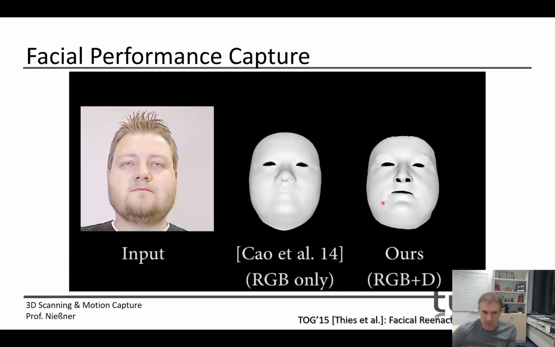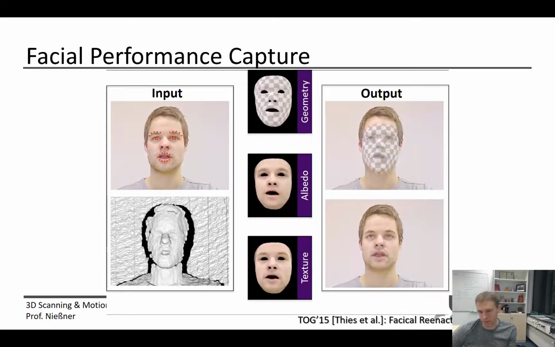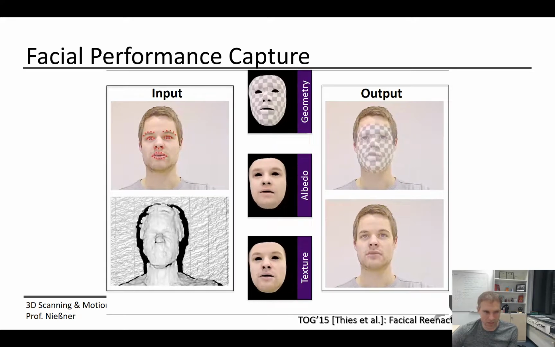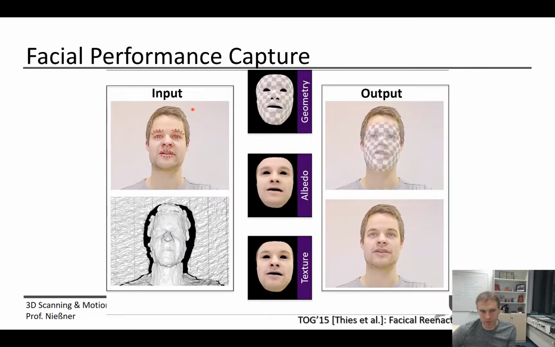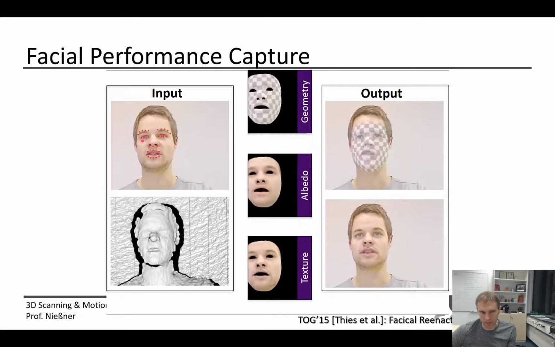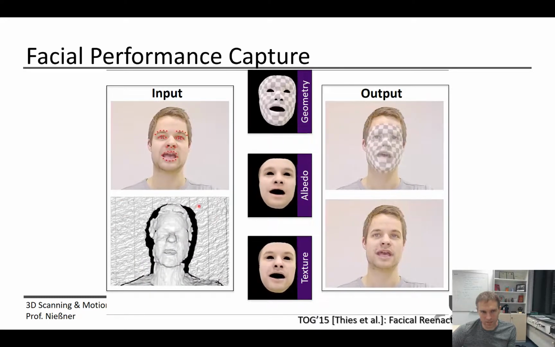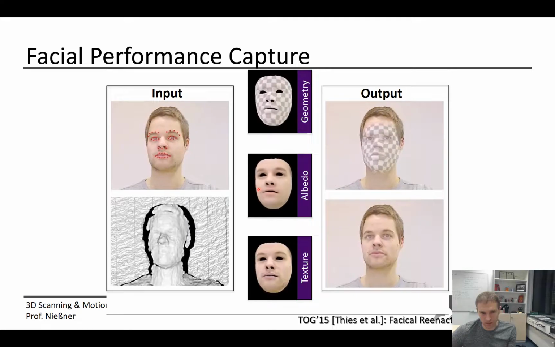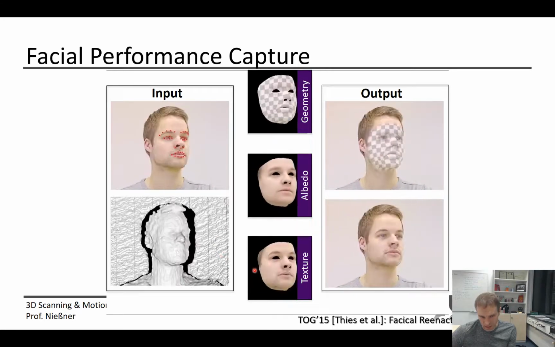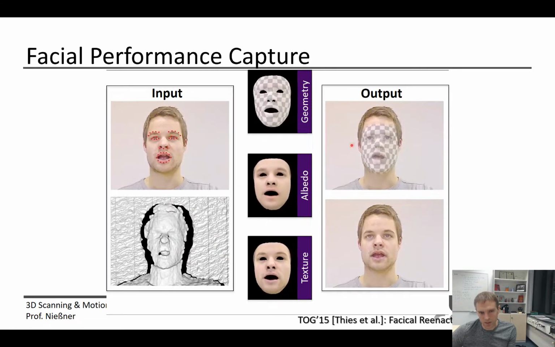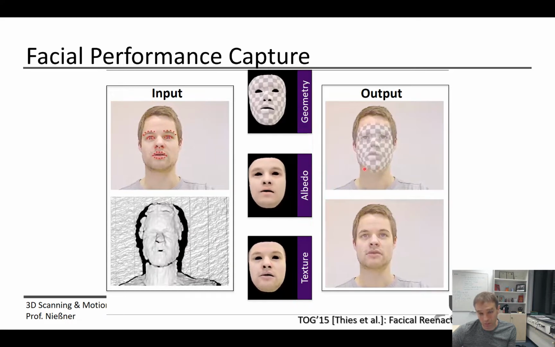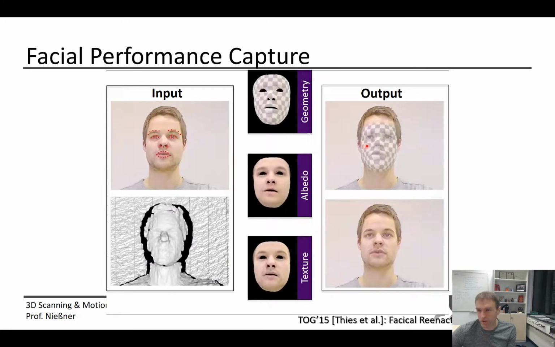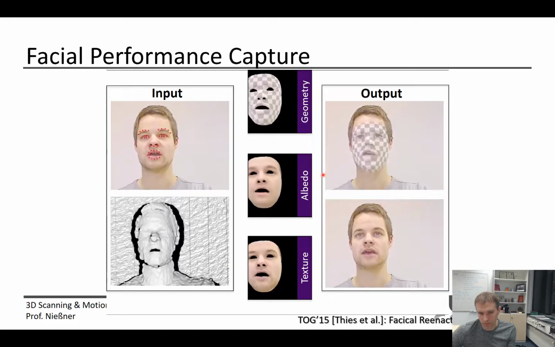And what's interesting is we're not just reconstructing the geometry here, we're actually reconstructing everything in the parametric face model. So let's have a look. This is the input. This is the RGB and the detected landmarks. This is the depth data. This is the reconstructed geometry. This is the reconstructed albedo. And this is the reconstructed texture on top of it. This is the geometry overlaid on the output. So you see it follows the motion of the input very nicely.